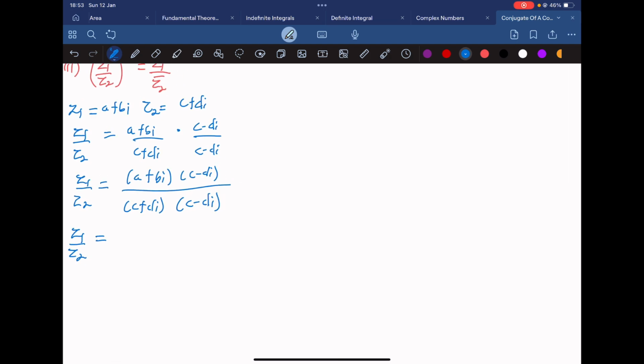So A times C, we have AC. A times minus DI, we have minus ADI. This times this, we have plus BCI. Then the last two terms, we have positive BDI squared. Then we divide by, so in the denominator, we have C multiplying C, so we have C squared.